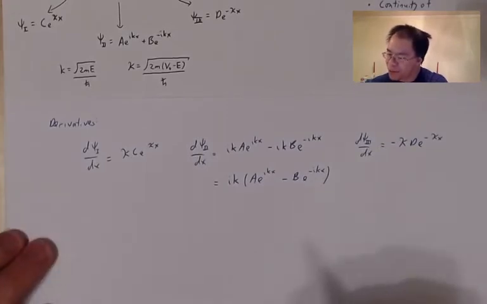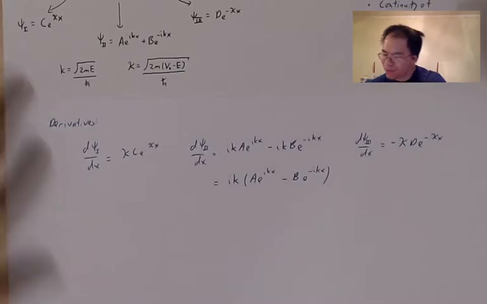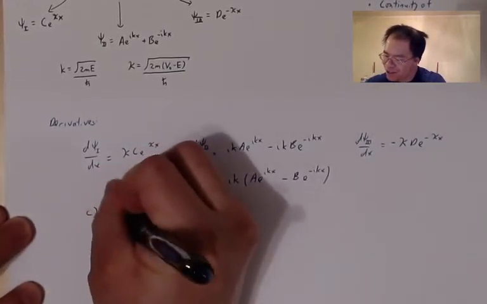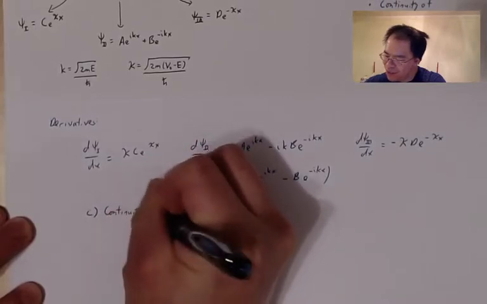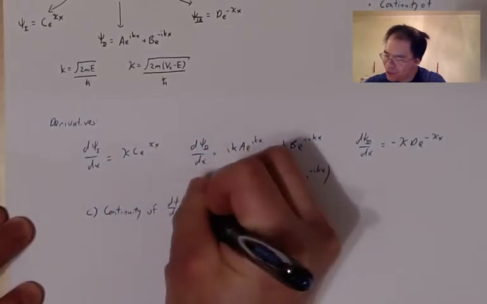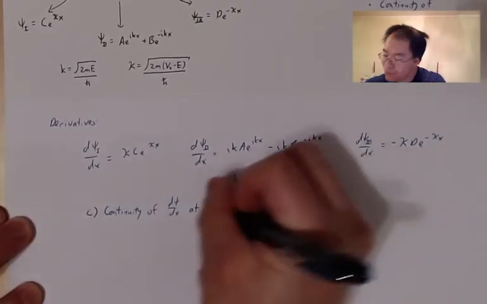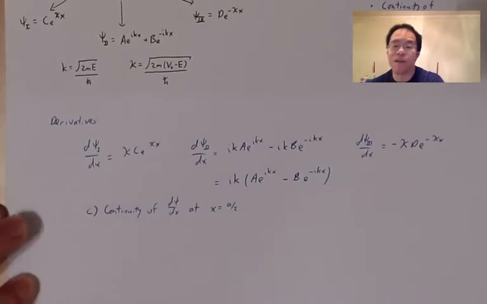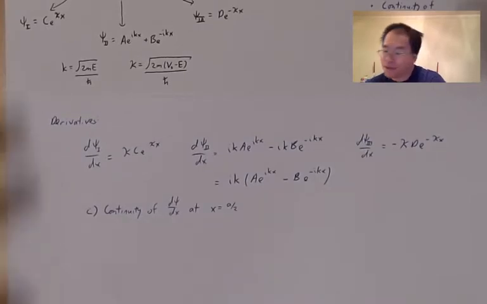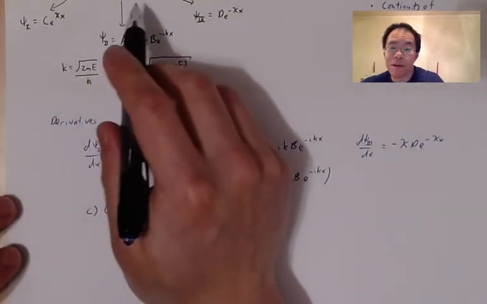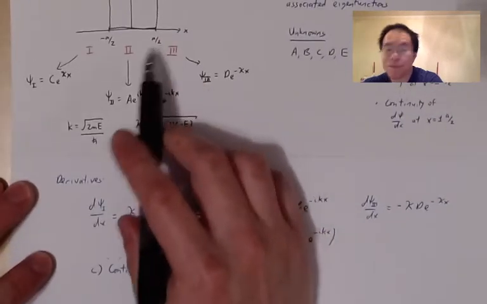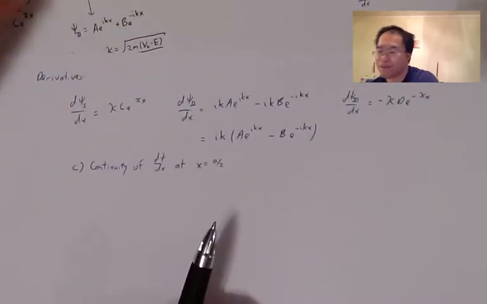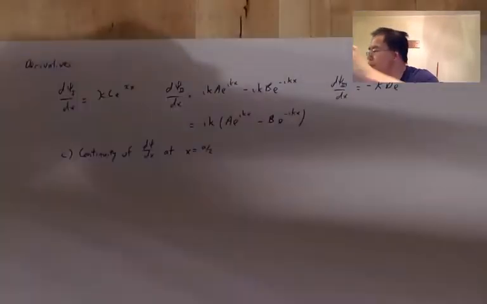So now we want condition C, continuity of my derivative, d psi dx, at, let's do a over 2 first. So at a over 2, I need to look at regions 2 and 3.